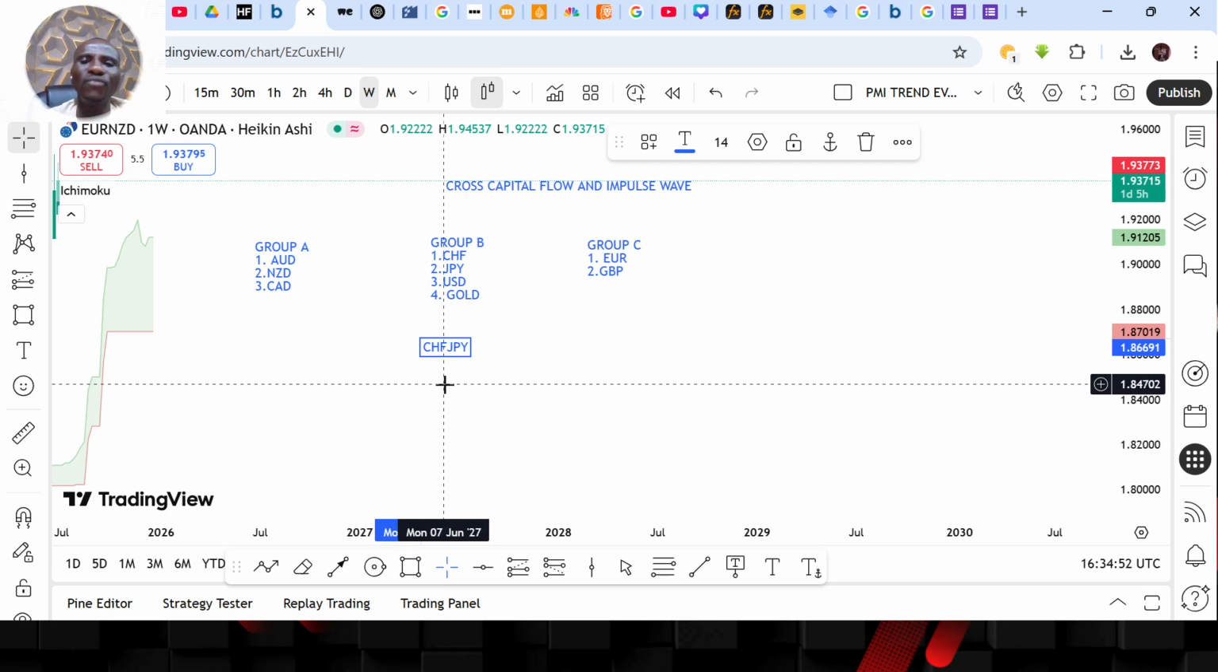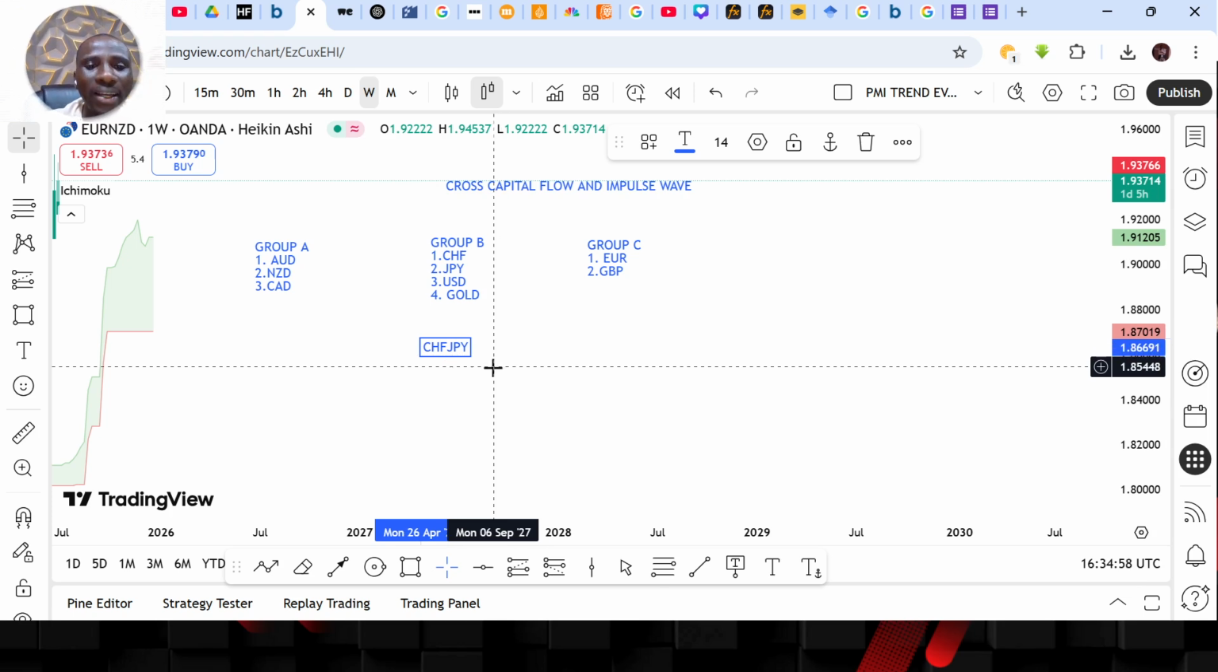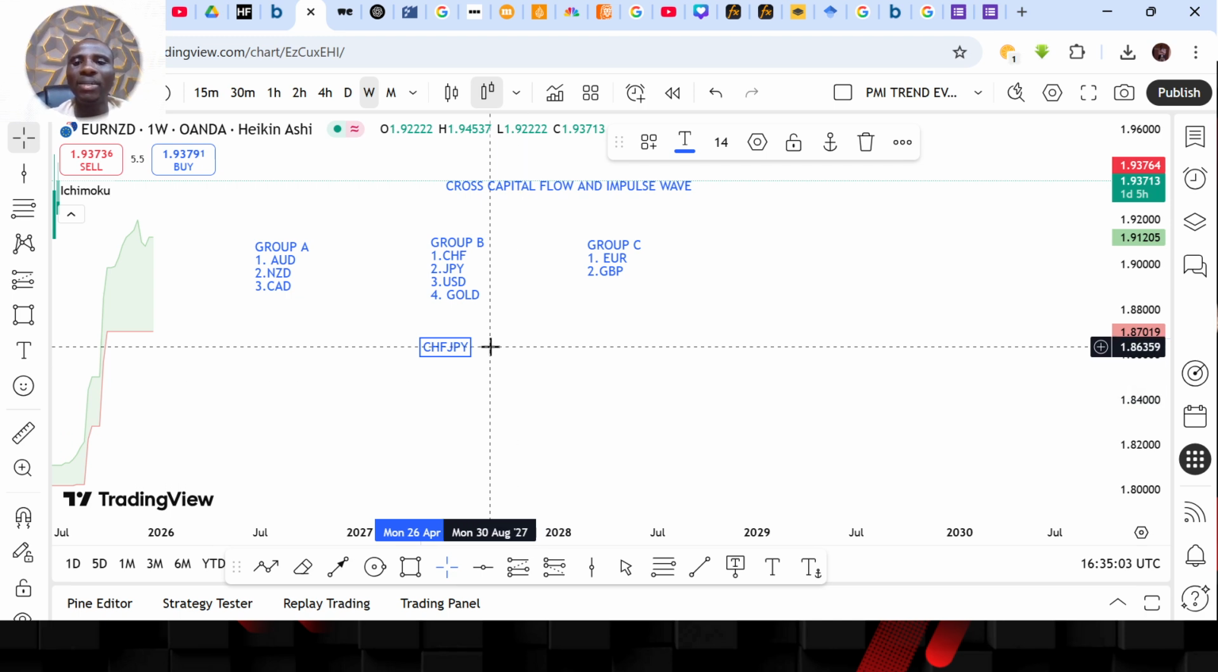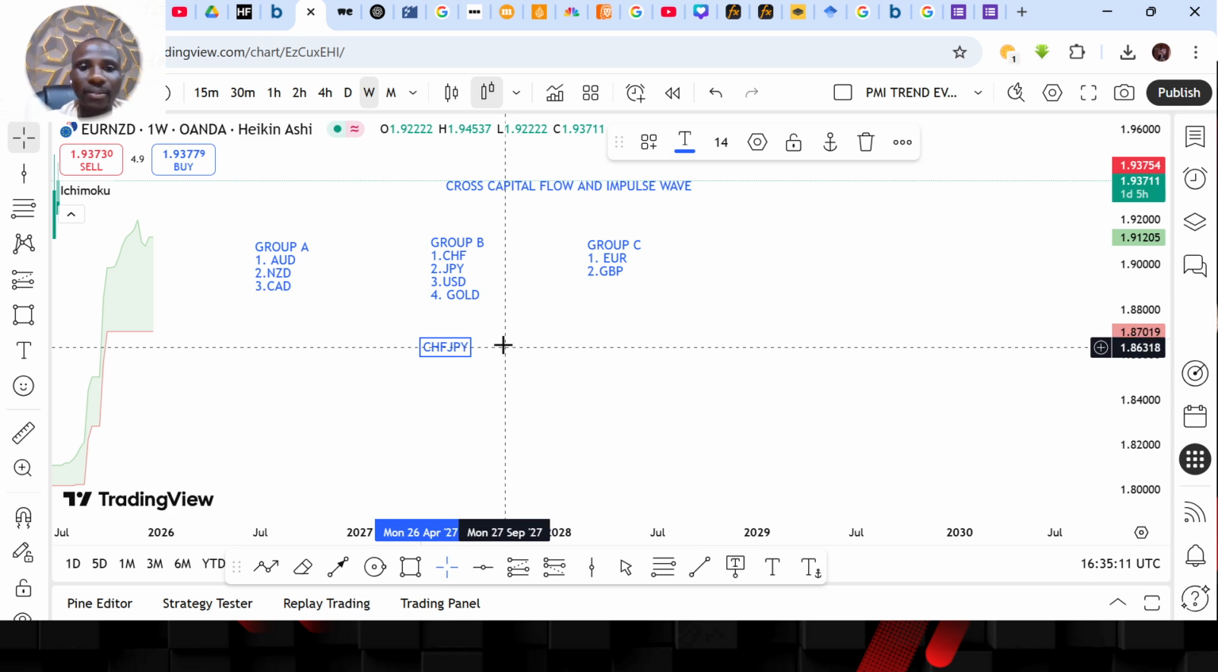But then I might give you hints on the gauges we use, because these things might be difficult for you to just know. How do I know that capital is flowing into CHF at a particular point in time? There are gauges we use, and of course if you know how to read those gauges for each currency pair, currency, it is going to really help you. So, back to my explanation.